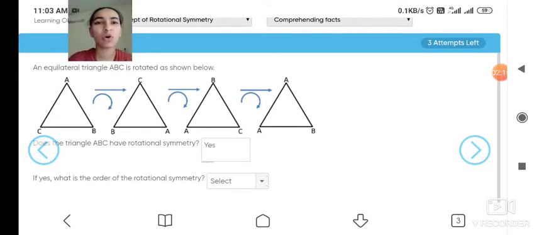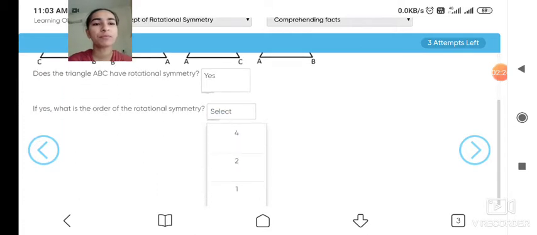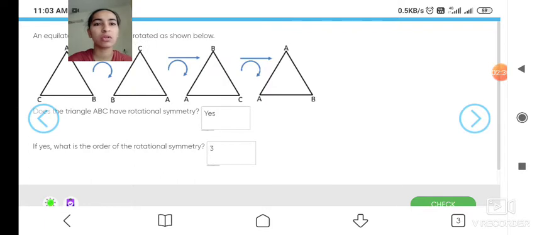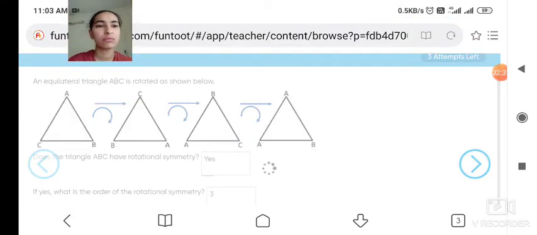And if yes, what is the order of rotational symmetry? When you are counting the order of rotational symmetry, neglect the original figure. Now see the second, third and fourth. That means first, 2 and 3. So order will be 3. Okay, so write there 3. So its order is 3.